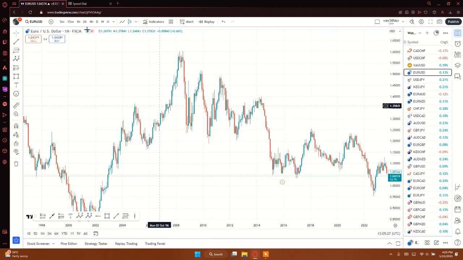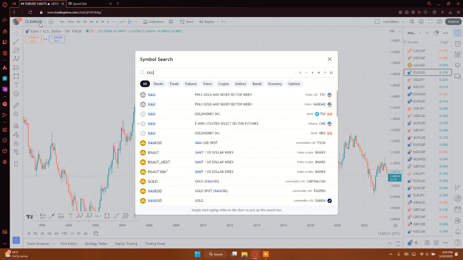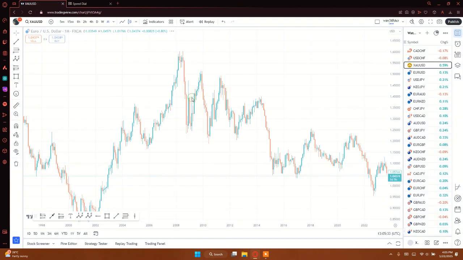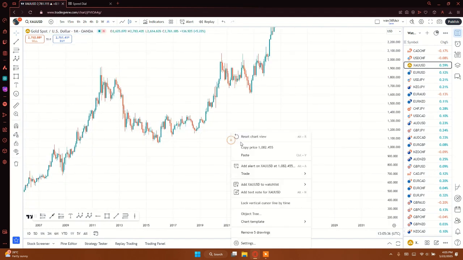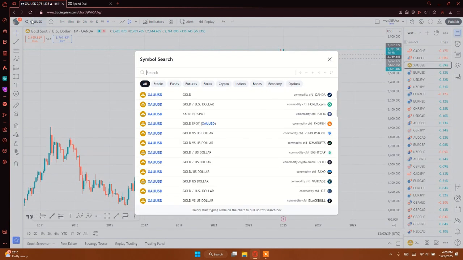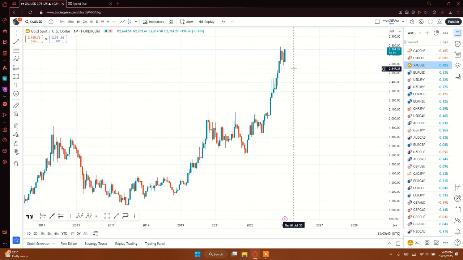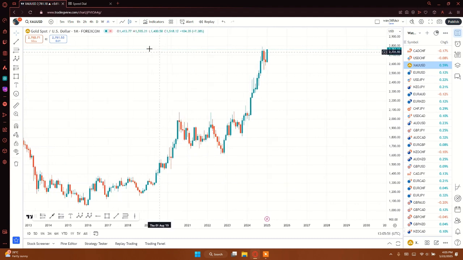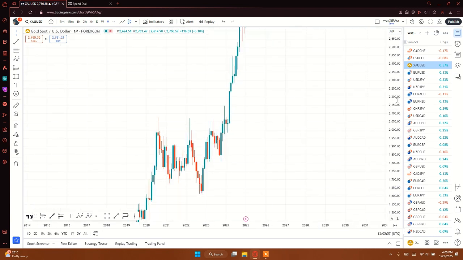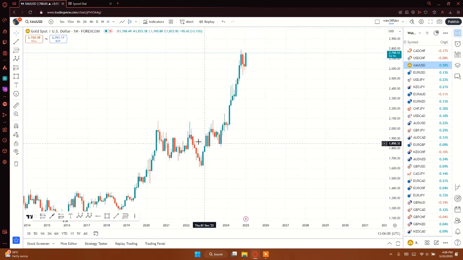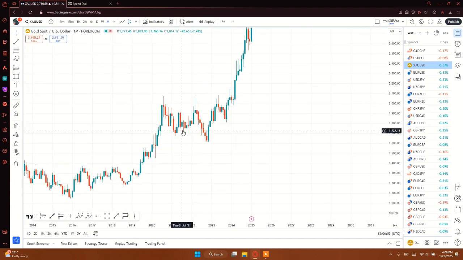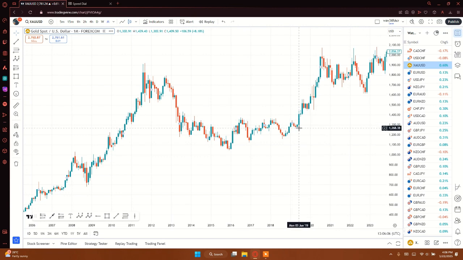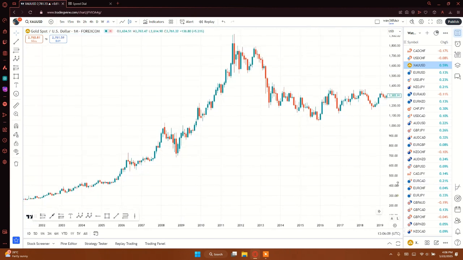I'm going to use gold. Maybe gold will give us nice setups. Okay, maybe the current market price won't give us the best setup.